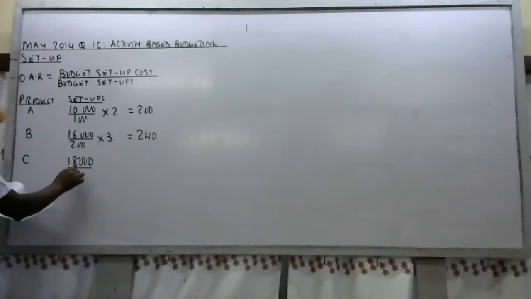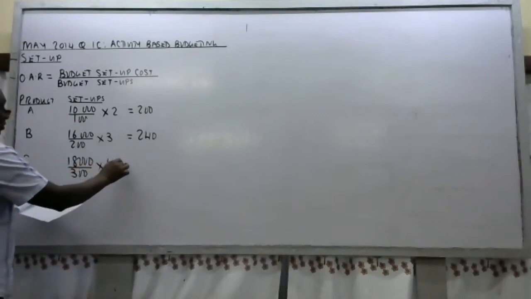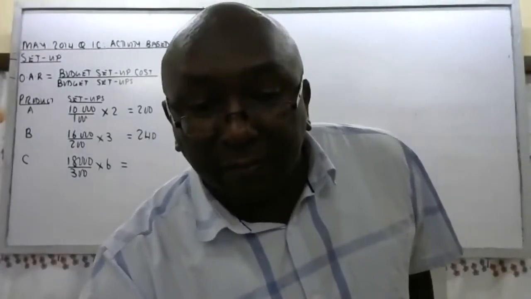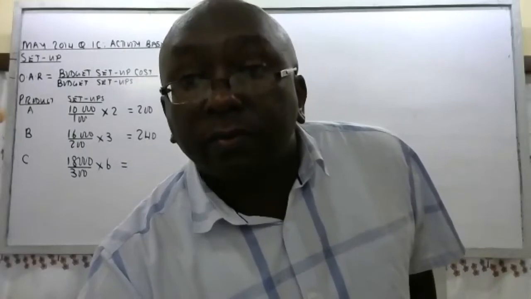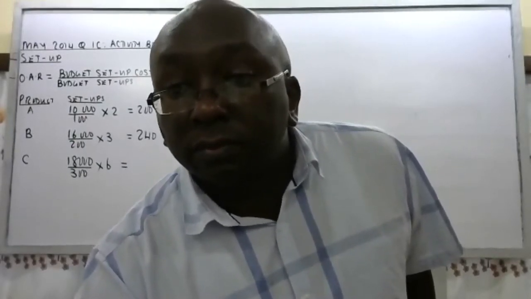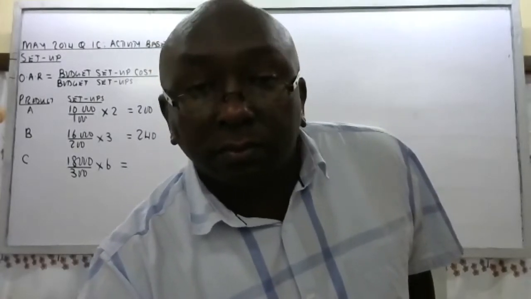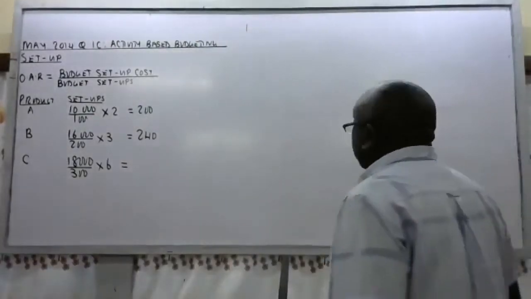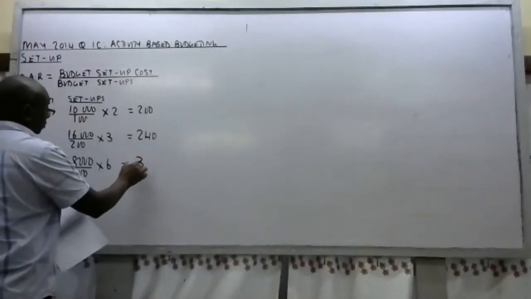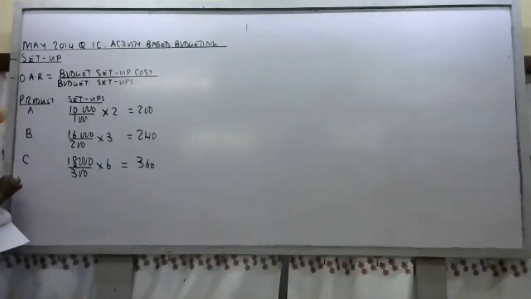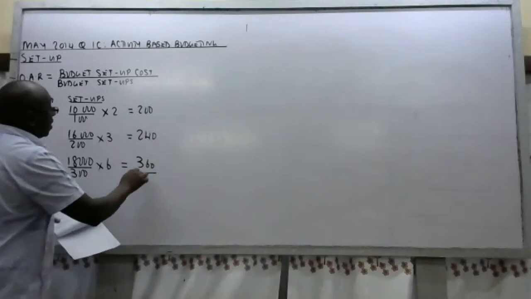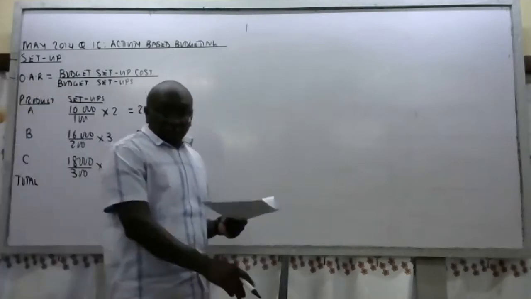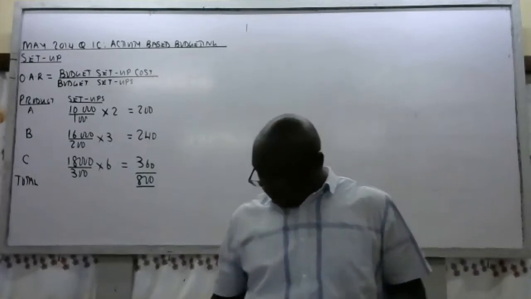You divide by 300. Then you multiply by 6. I can see June, Helen, Royce, 360. So total, give me the total of those ones. This is 200, 240, 360, which gives 800. Is that so? The total, is it 800? Yeah, good. It is 800.